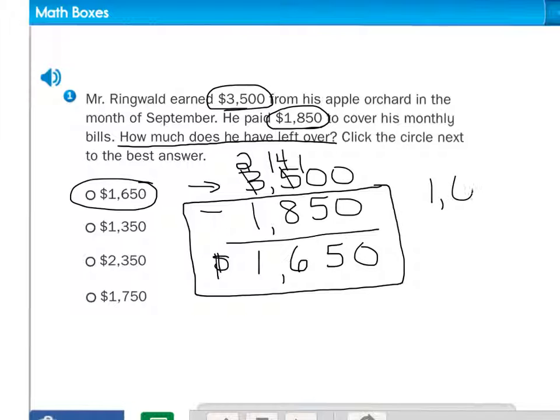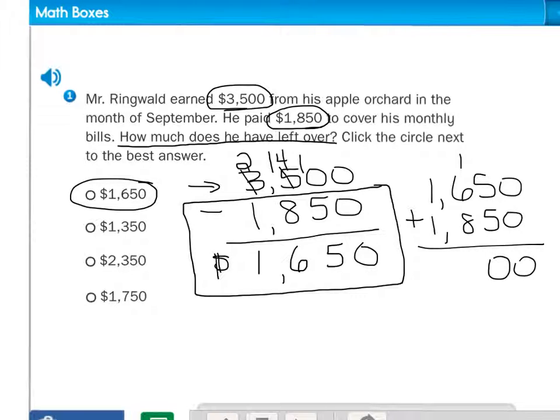So I have 1,650 plus 1,850. And again, if I got it right, I should get 3,500. So let's check it and see. 0 plus 0 is 0. 5 plus 5 is 10. So you're going to carry that 1 and write the 0 down at the bottom. 6 plus 1 is 7. And then 7 plus 8 is 15. 1 plus 1 is 2, plus another 1 is 3. So 3,500, so I got that answer right.